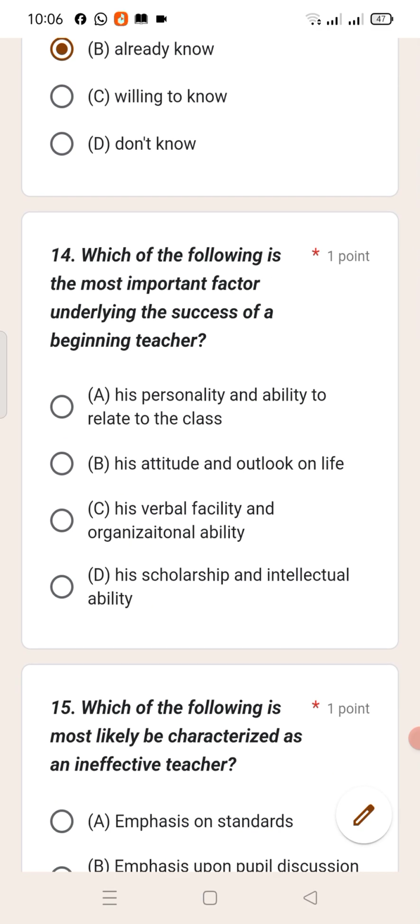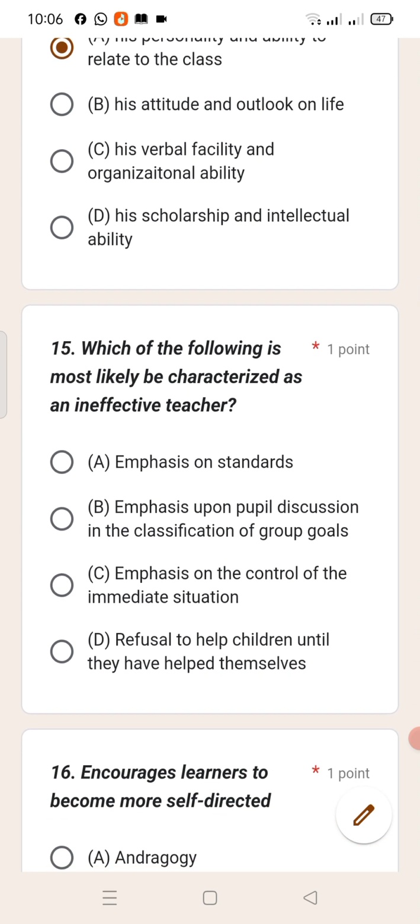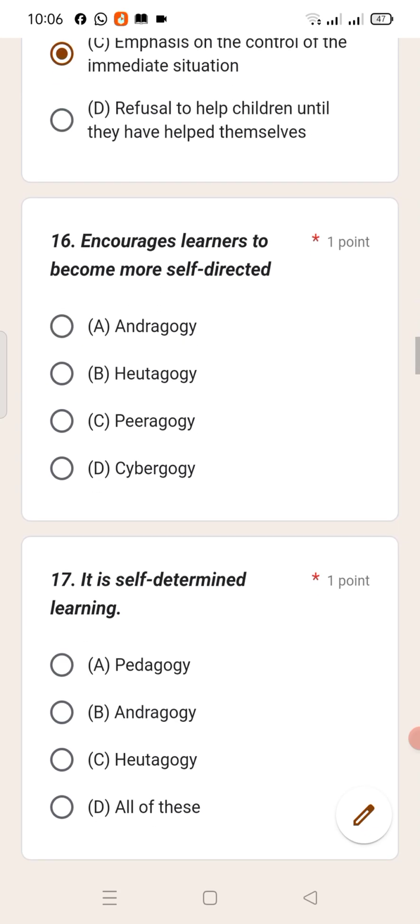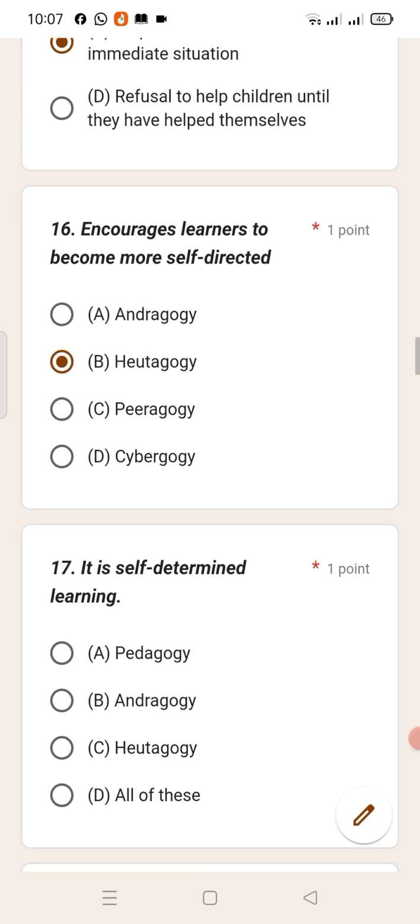Which of the following is the most important factor underlying the success of beginning teacher? I think इसमें his personality and ability to relate to the class is the correct option. Which of the following is most likely to be characterized as an ineffective teacher? So ineffective teacher में इसमें देखते हैं कि कौन सा ऑप्शन मेरे ख्याल में करेक्ट है. I think it is correct. So encourages learner to become more self-directed. And self-learning होती है. So I think it is pedagogy is the correct option.